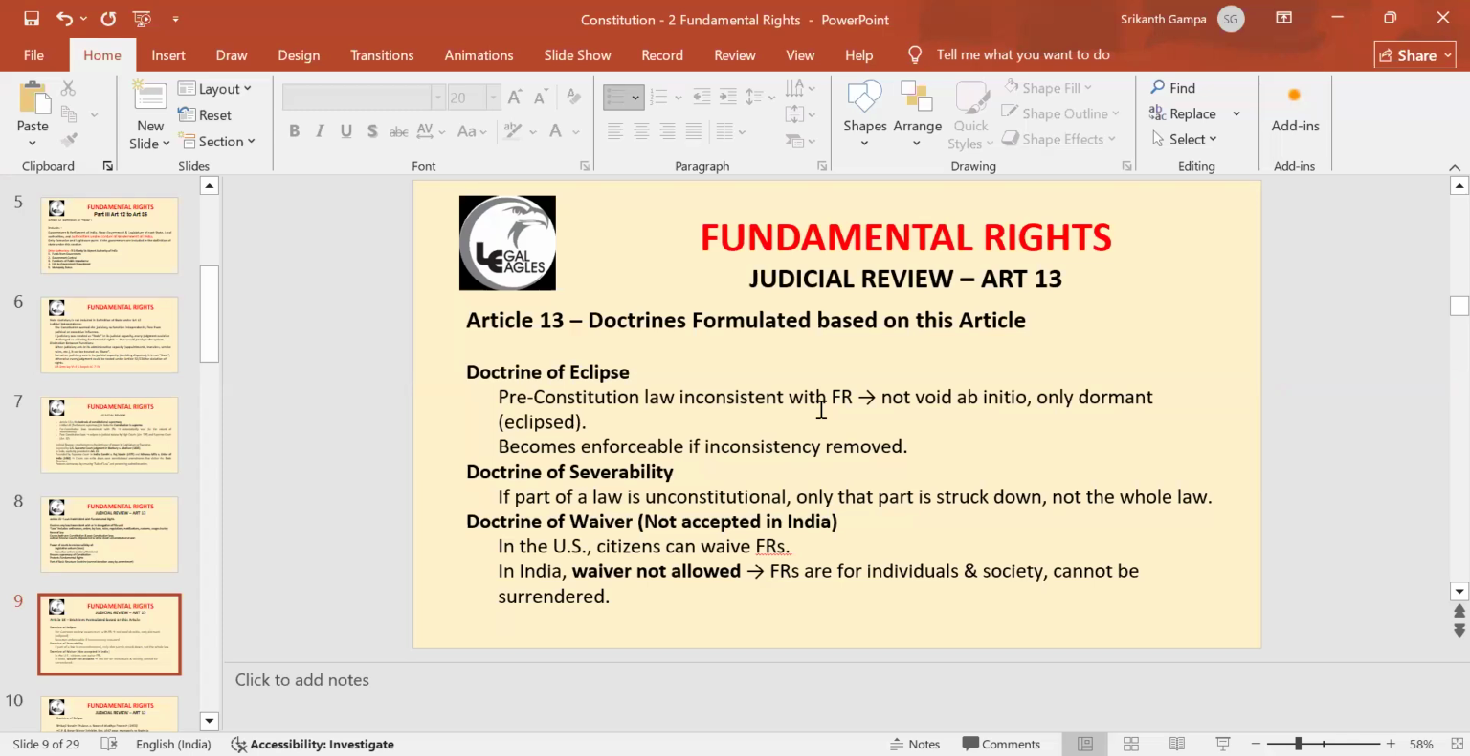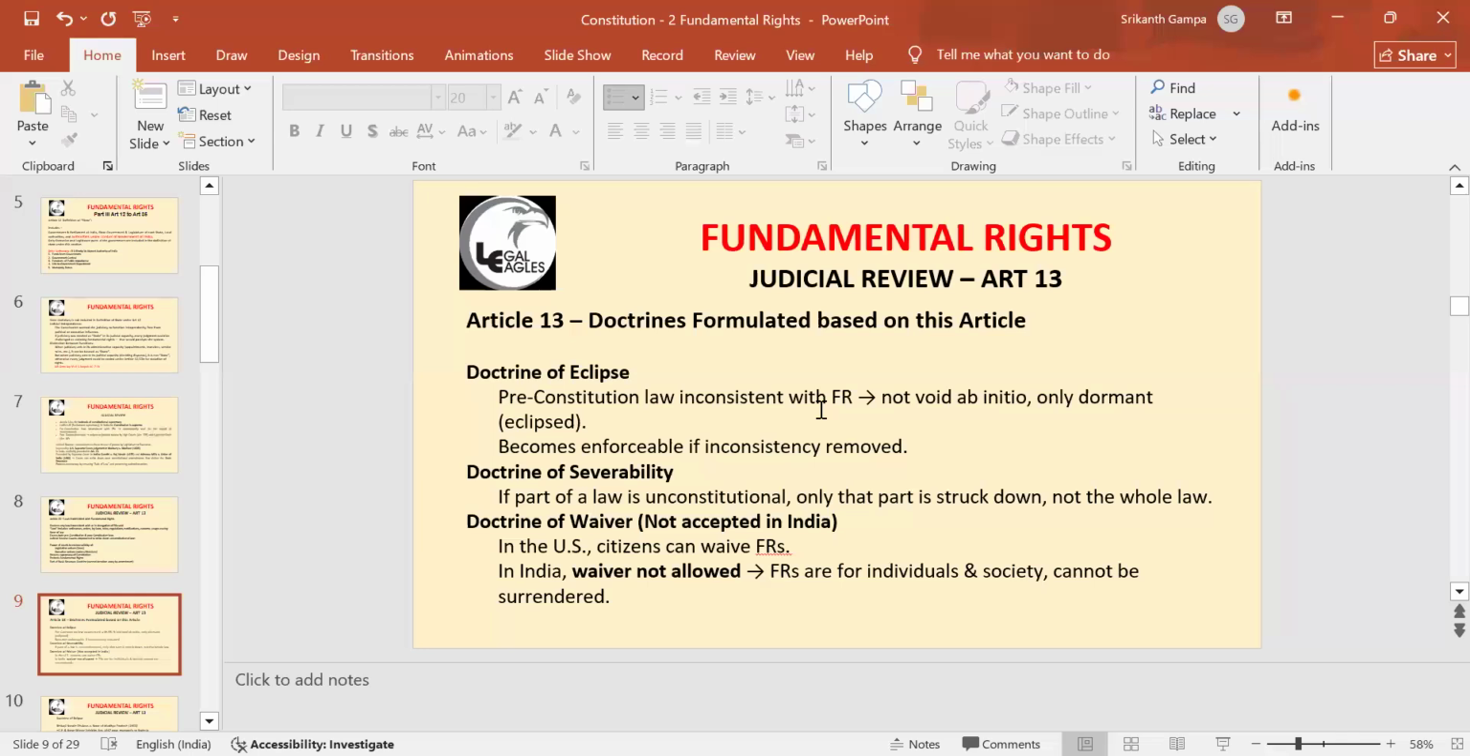So they may ask whether the doctrine of waiver is applicable in US or India, they can ask that question. Fundamental rights for individuals and society cannot be surrendered. In the US, you can surrender your fundamental rights. In India, you cannot surrender your fundamental rights. So we will not discuss the doctrine of waiver in detail because this is only a question. You cannot waive away fundamental rights in India. That is about the doctrine of waiver. It is not accepted in India. Doctrine of eclipse and doctrine of severability, we will talk about in the next slides.